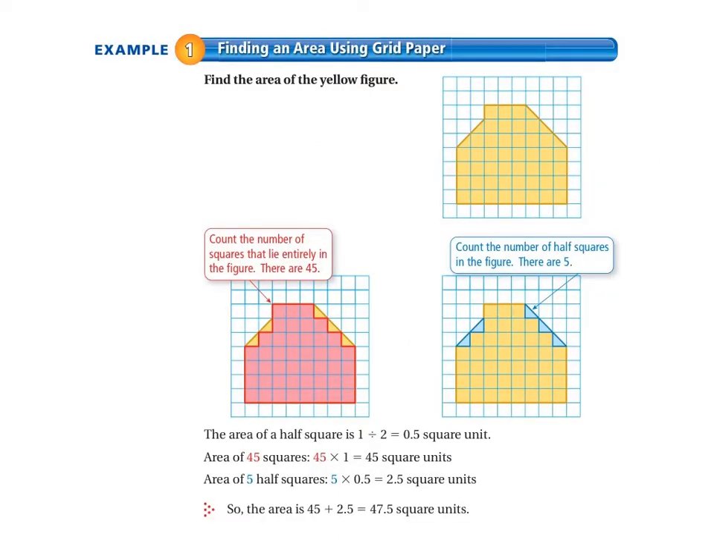So we're going to start out using grid paper. So let's look at the area of the yellow figure. So here we go. If we follow our directions here that the book has given us, it says count the number of squares that lie entirely in the figure. So we're not worrying about the half squares yet. And when we do that, there are 45.